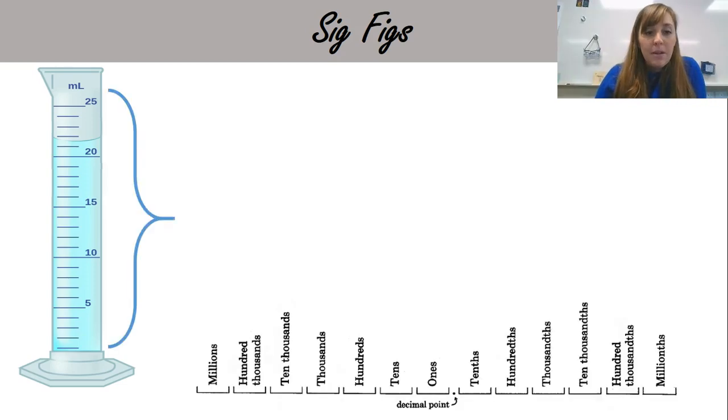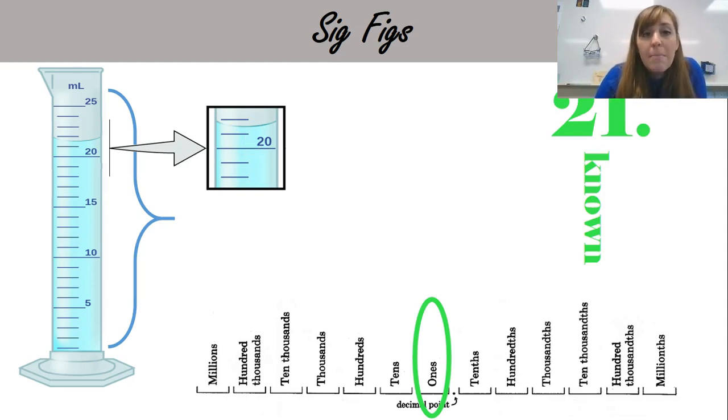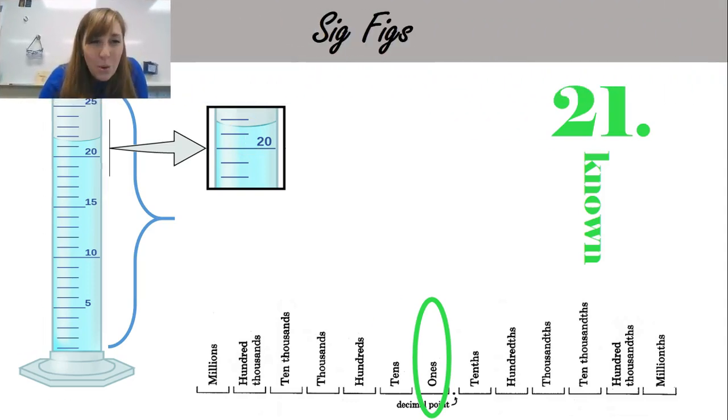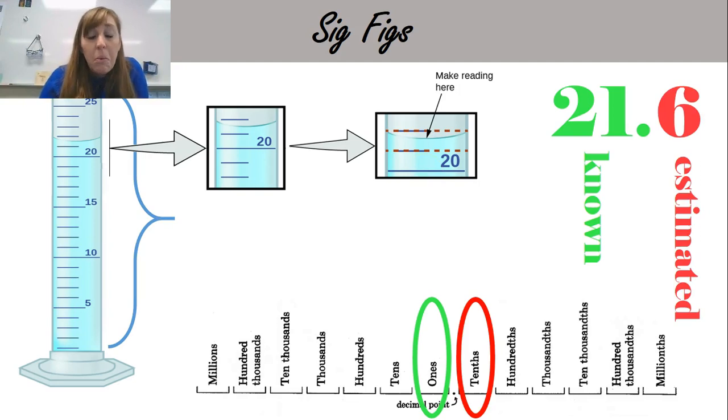So you see this, bringing up our number line here, all right? So you can see that the graduations change by the ones position. This is 1, 2, 3, 4, 5, 6, etc. So if I'm looking at the bottom of the meniscus, I know it passes 21. It doesn't get to 22, so I have to write 21 as my first data point, or my known data. I know that I have 21 milliliters. Then I need to estimate how much in between 21 and 22 it is. I'm going to say that bottom is about 0.6.